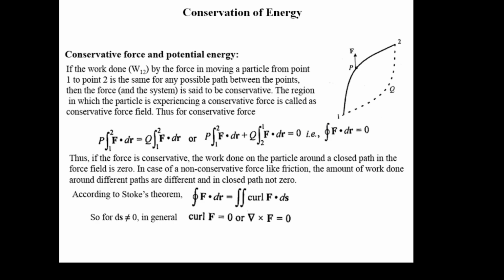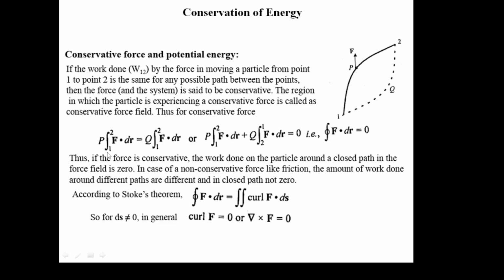Next, we will discuss the conservative force and the potential energy. First we have discussed the kinetic energy, then we will discuss the potential energy, because the total energy is equal to the kinetic energy plus potential energy. For potential energy, we know that if the work done by the force in moving a particle from point 1 to point 2 is the same for any possible path between the points, that means the force is conservative, and it is path independent. The region in which the particle experiences a conservative force is called a conservative force field.